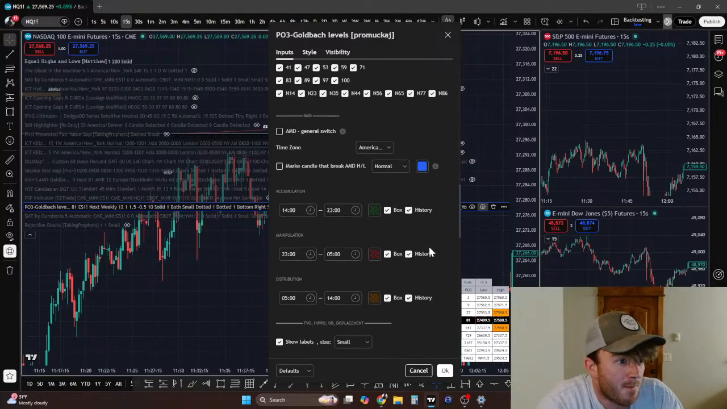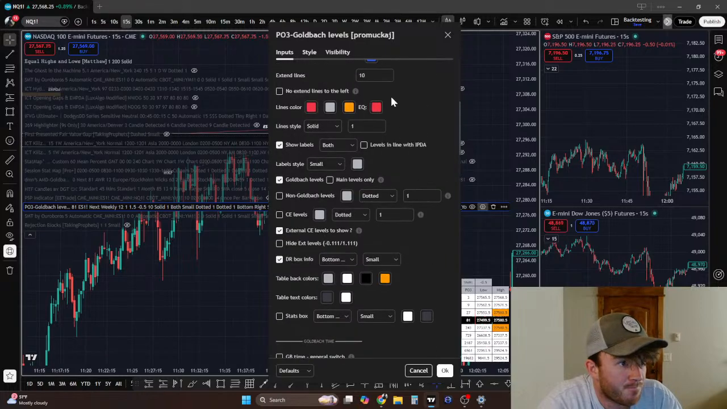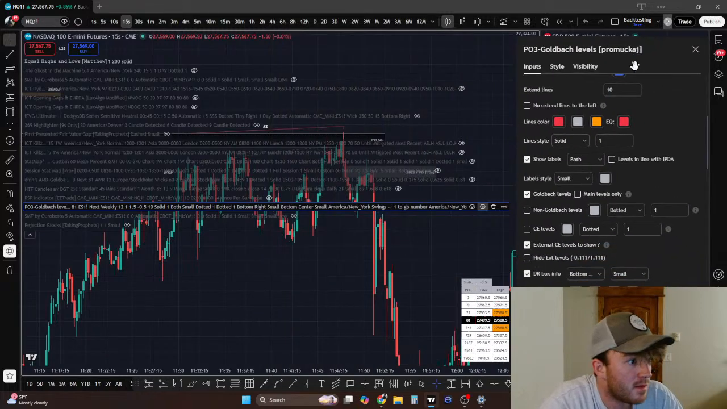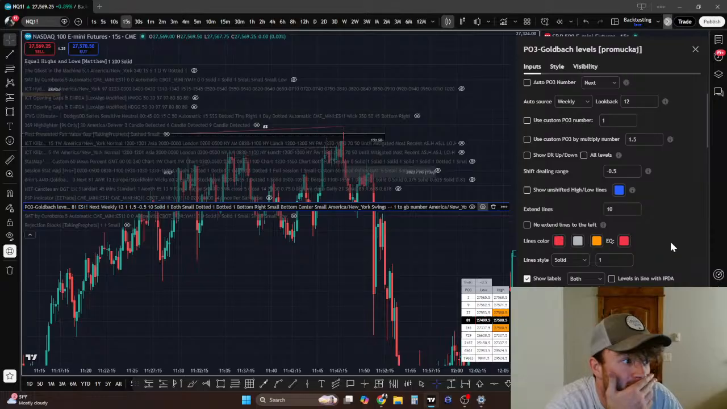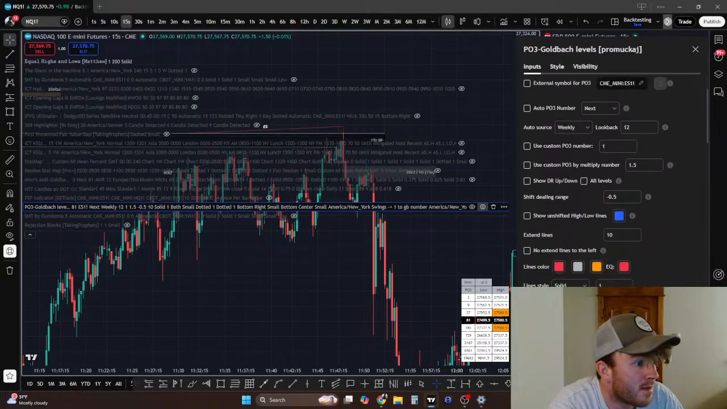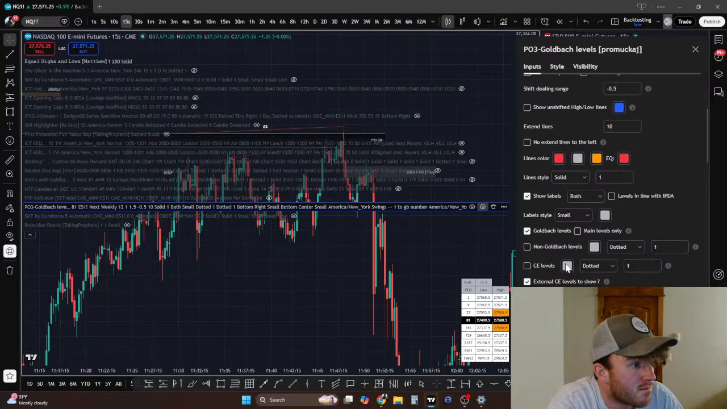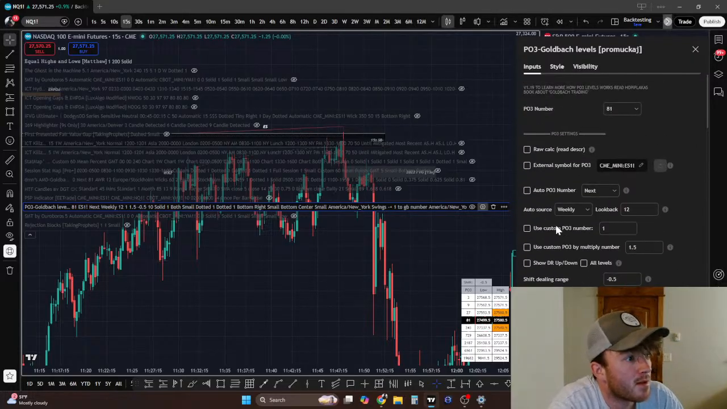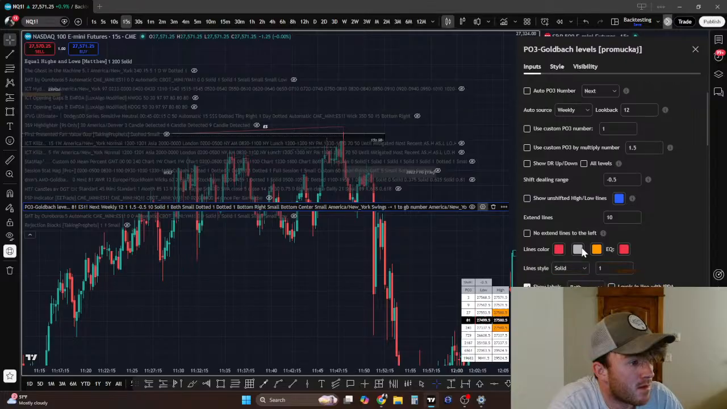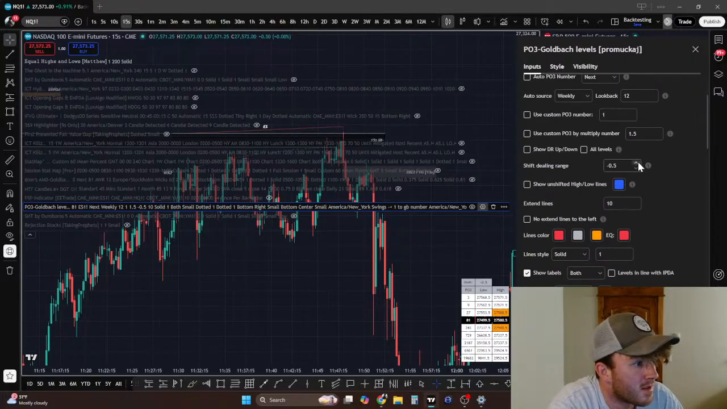So let me shift this up. How do I shift it up? Where's the shifter? There it is. Oh, we're gonna have to shift it down because we're above current prices right now.